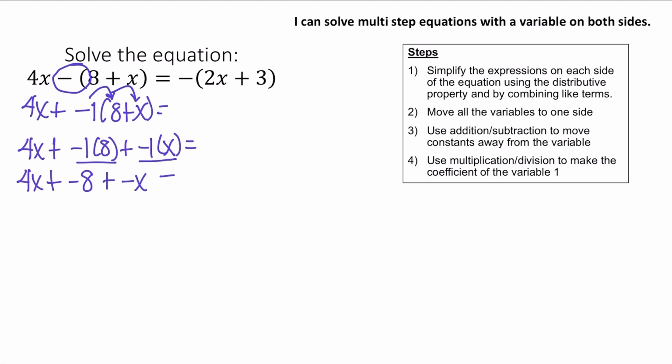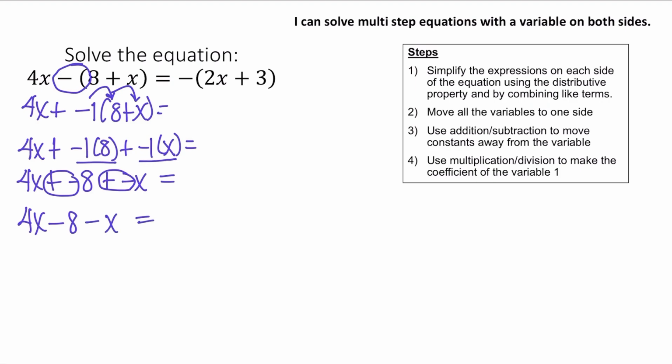Now I'm going to go through and get rid of some of these double signs. So plus negative will, remember, turn into a subtract. So I have 4x minus 8 minus x.